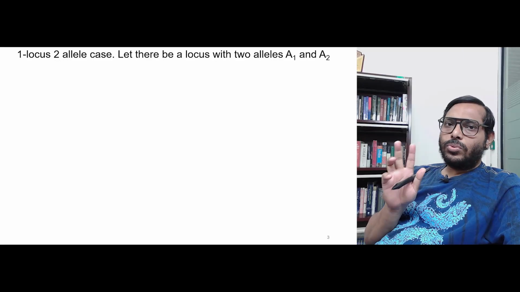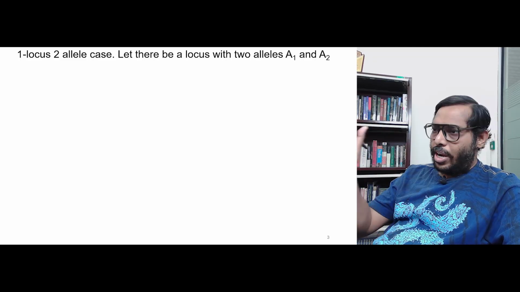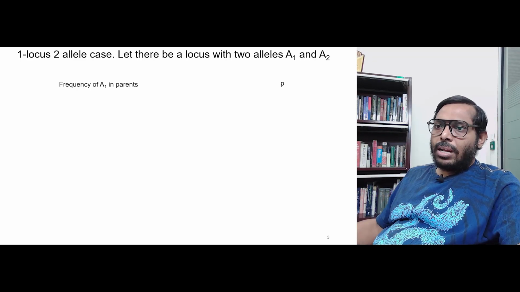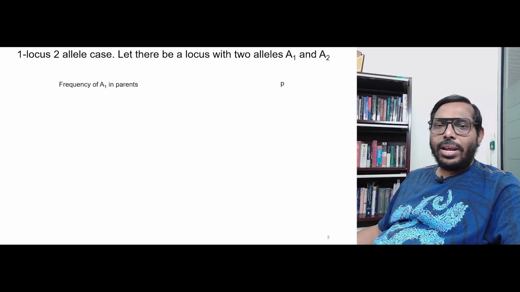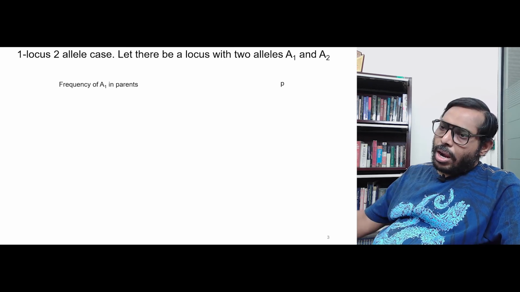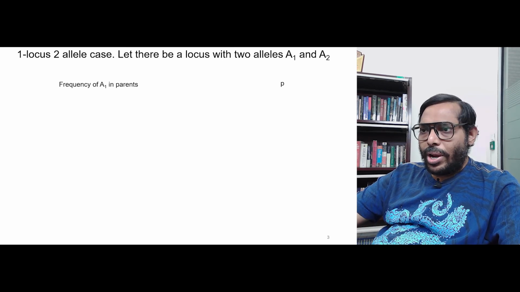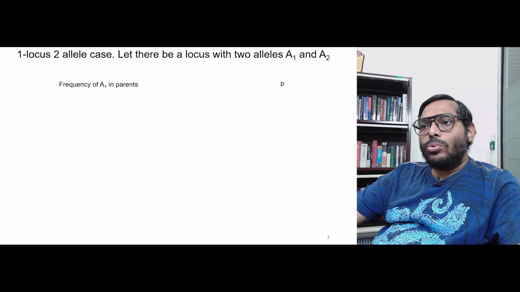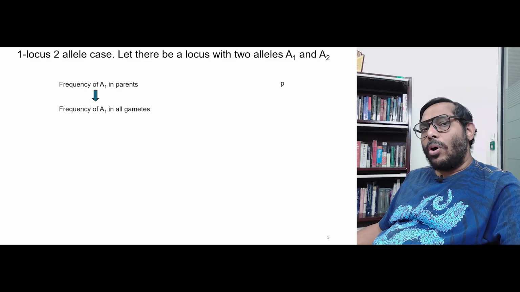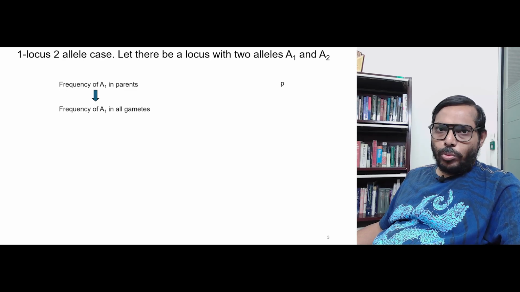So, let us assume that we have a diploid sexually reproducing population and we are dealing with a one locus two allele case. So, a trait which is determined by a single gene, and at that particular locus we have two alleles called A1 and A2. Let us assume that the frequency of the allele A1 in parents is P. Now, from this frequency of A1 in parents, we need to go to the frequency of A1 in all the possible gametes that are going to be formed.